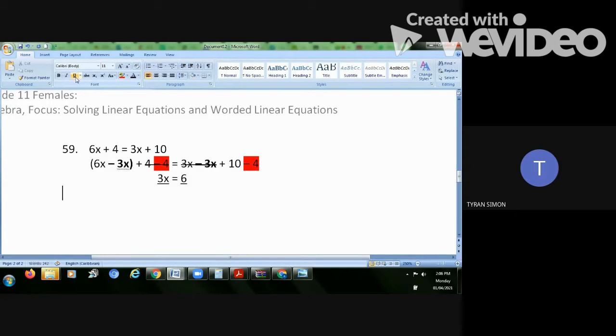Yes, sir. Right. Sir, I do not understand. Alright, let me explain again. Let me just finish this. So 3 divided by 3, you cancel out. Therefore, x is equal to 2.